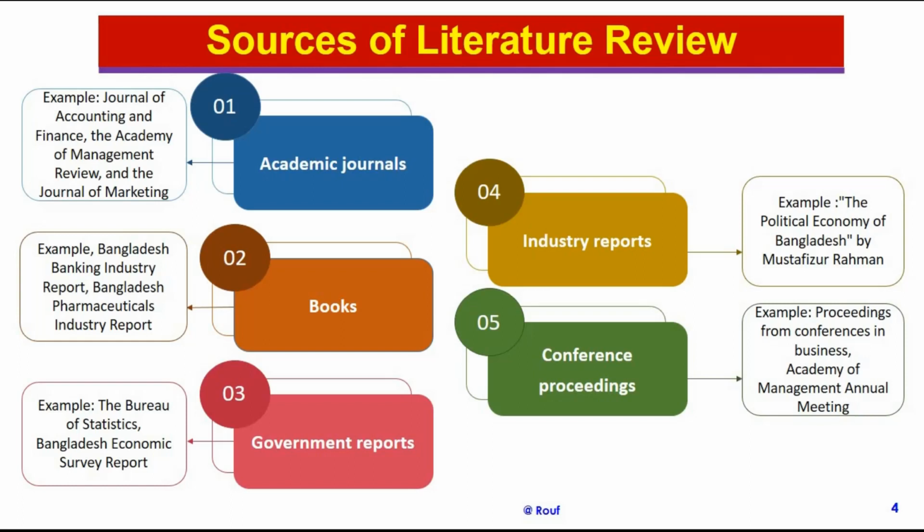And our last one is conference proceedings. It can provide insights into emerging research and trends in a particular field. Proceedings from conferences in business, such as the Academy of Management annual meeting, can be a valuable resource for information. So overall, these are the main resources that can be used to conduct a literature review in a business context. It is also important to use a variety of resources to ensure a comprehensive review of literature.